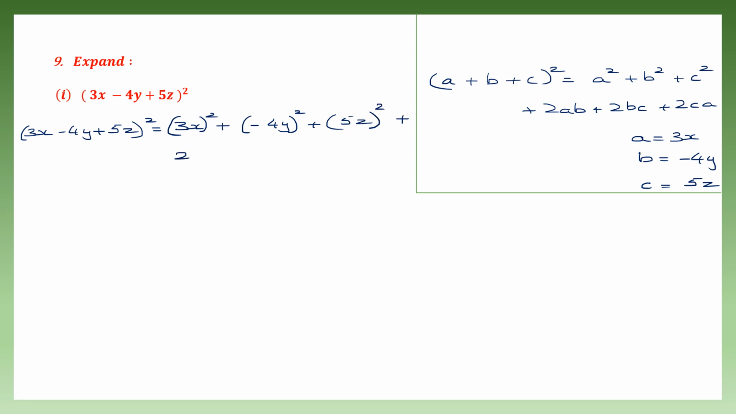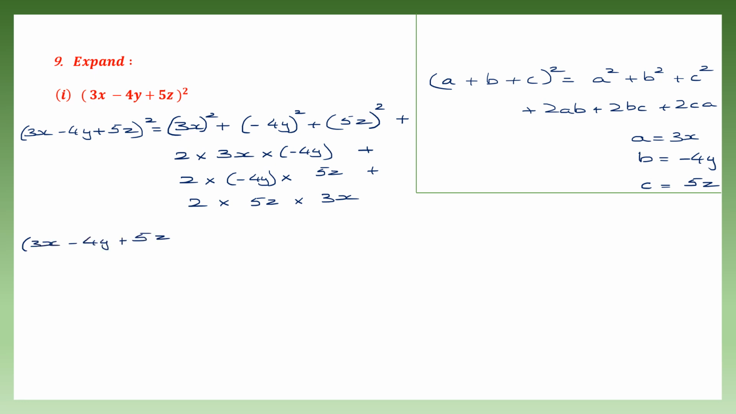2ab. So 2ab means 2 into a, which is 3x, into b, which is minus 4y. Plus 2bc. 2 into b is minus 4y into c, and c is 5z, plus 2ca. 2 into c is 5z into a, and a is 3x. Now we have to simplify all these. So when we simplify this, now this part is 3x minus 4y plus 5z the whole square.